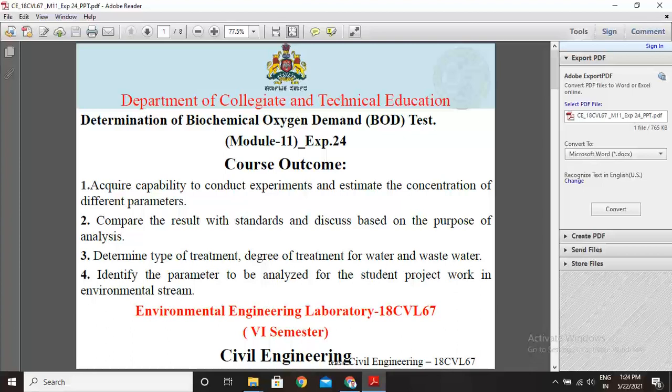The title of the subject is Environmental Engineering Laboratory and the subject code is 18CVL67. This comes in the 6th semester of the civil engineering branch.